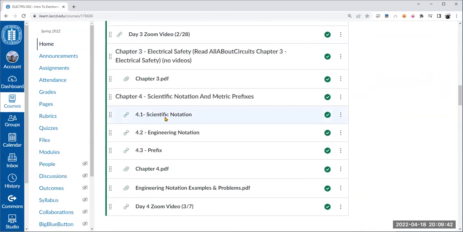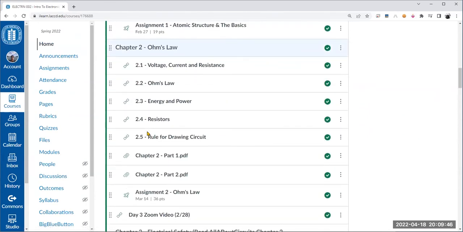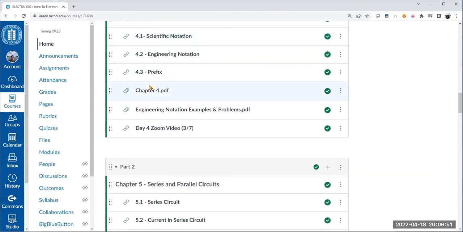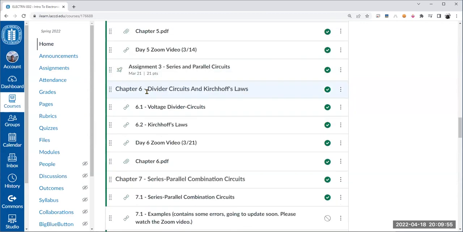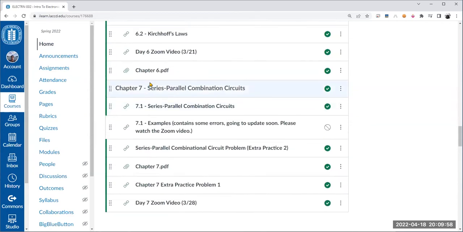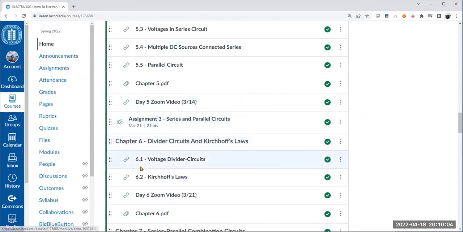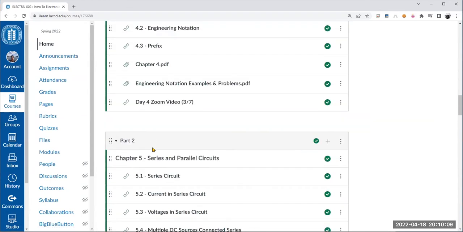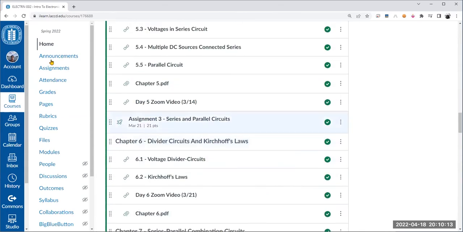For test 1, it covers chapters 1, 2, 3, and 4. And then test 2 covers chapters 5, 6, and 7. Actually, only 6 and 7. Test 1 covers chapter 5 also, so only 6 and 7 for test 2.